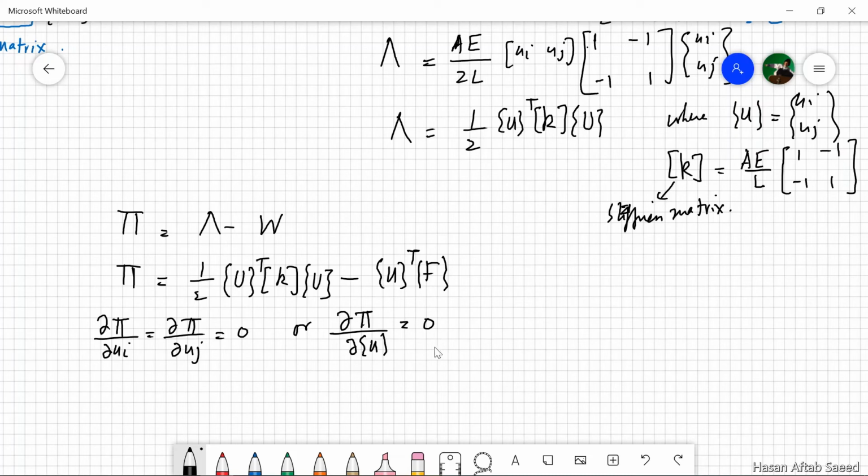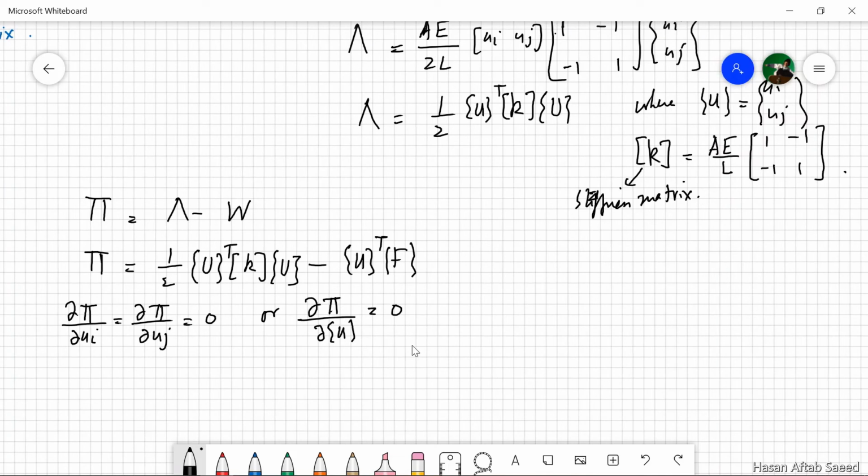Now, simple matrix algebra will tell us, and the same result we will get if we do the calculation in expanded form. For example, in place of U, you write Ui and Uj. In place of K, you put in the actual values. So if you write it in the expanded form, you'll get the same result. Using the matrix algebra, we can simply say that this is equal to this, and we differentiate it with respect to U, we are left with simply this, and this is equal to 0.